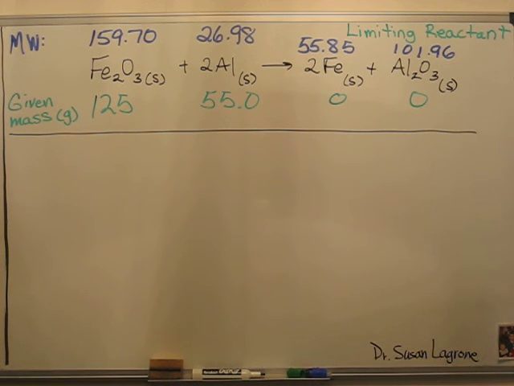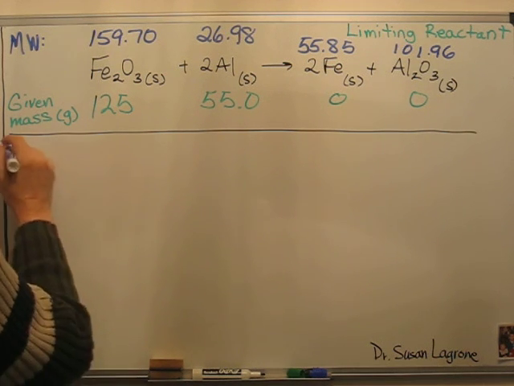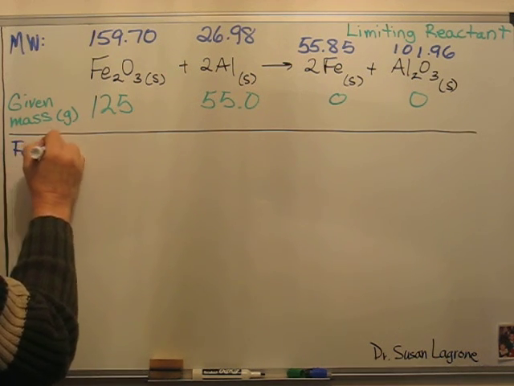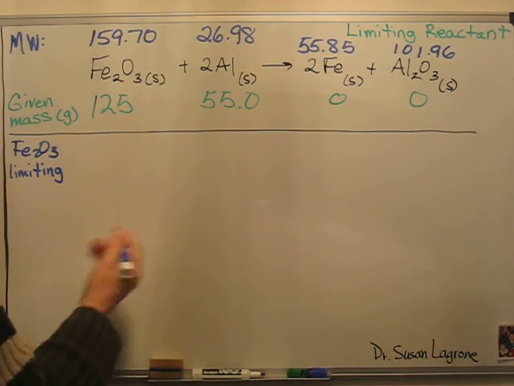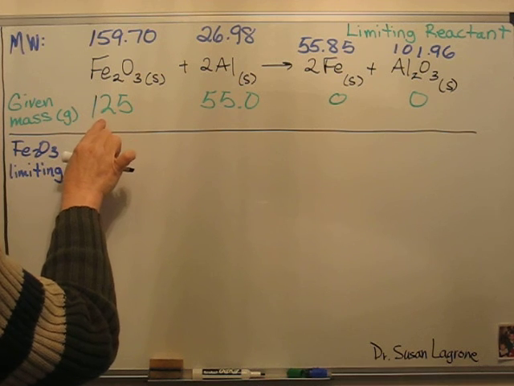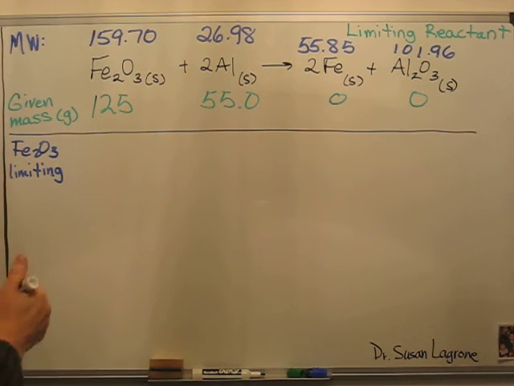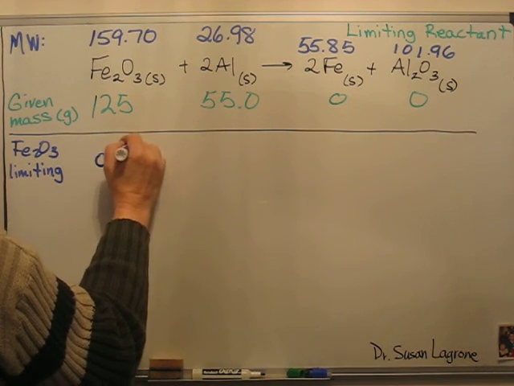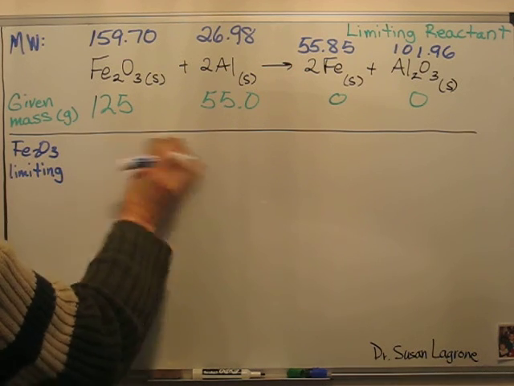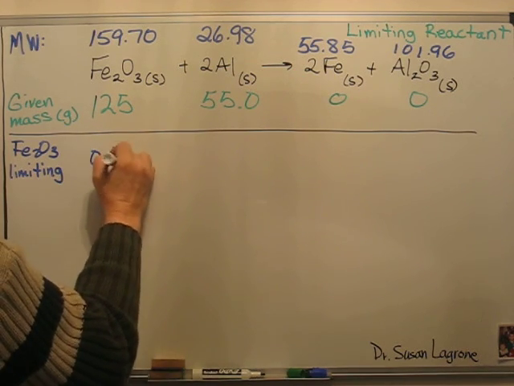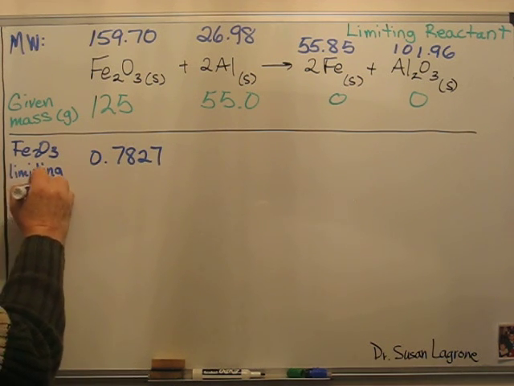In this case, I'm going to start with iron 3 oxide, and we're going to assume that iron 3 oxide is limiting. We don't know if it is, we're just assuming it is. So I'm going to change grams into moles by taking the mass and dividing by the molar mass, and that gives me 0.7827 moles. Sorry, it looks terrible. Remember, this is our mole row.